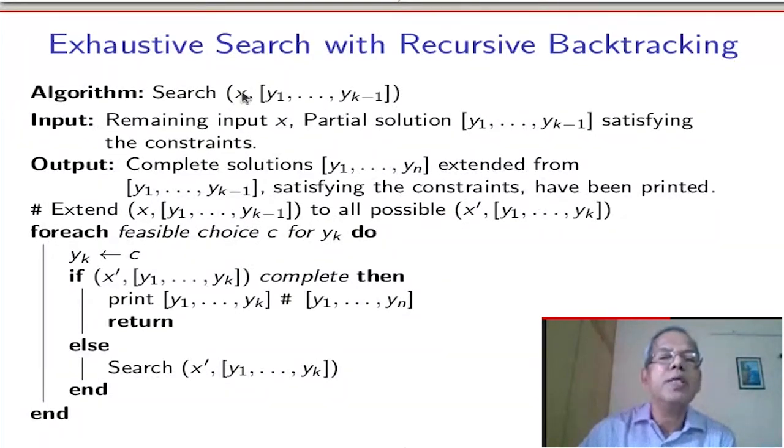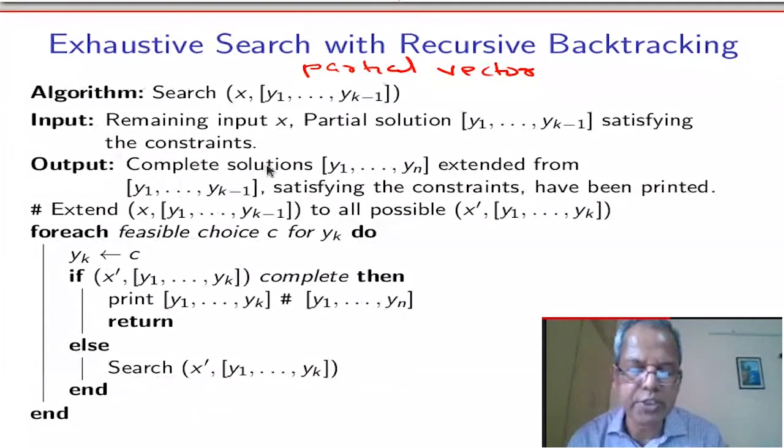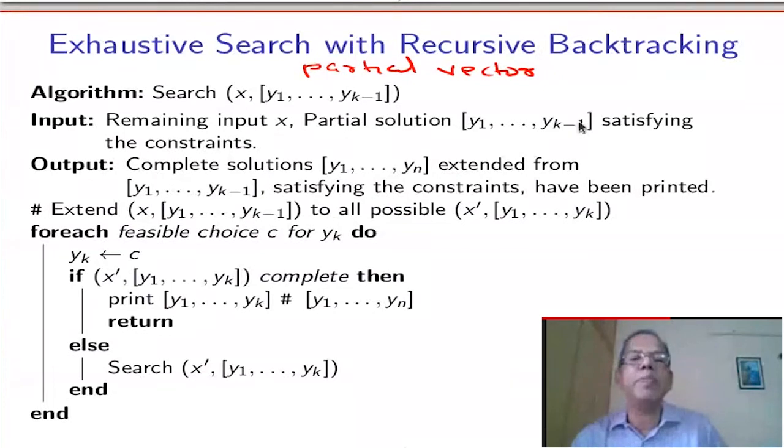Algorithm search, X is the remaining input, Y1 to Yk minus 1 is the partial solution satisfying the constraints given. The problem may be given constraints such as an 8 queens problem. The positions for k queens we have chosen should be safe. Output complete solutions Y1 to Yn which can be extended from Y1 to Yk minus 1, satisfying the constraints, have been printed. All right.